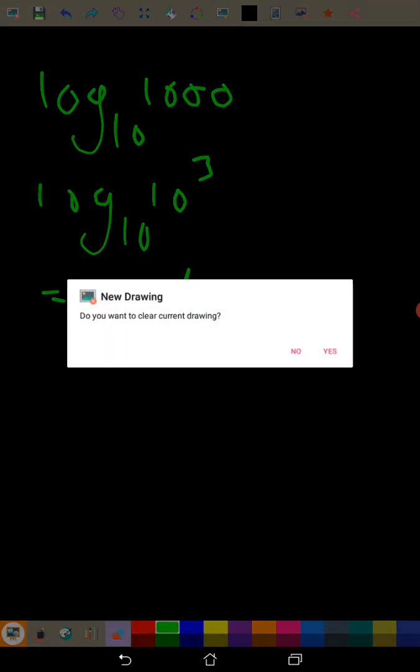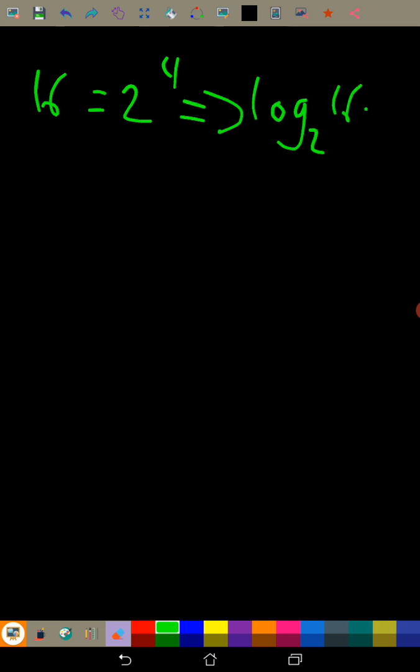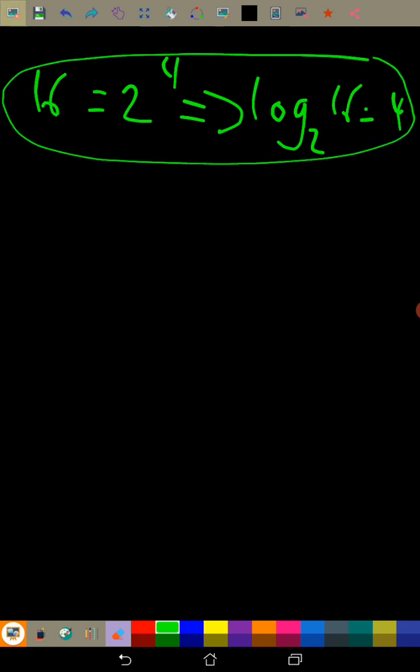That's the answer. And then we have 16 is equal to 2 to the power of 4, and it can be transformed into log base 2 of 16 is equal to 4. That's what we did. It's just the answers. I'm reading the answers here, so they are good.